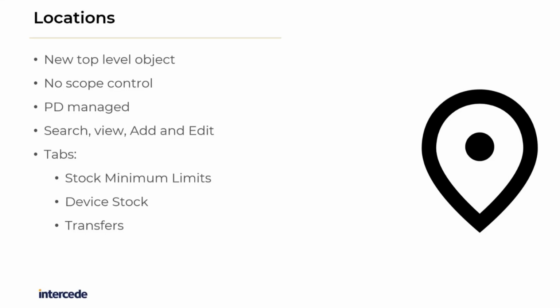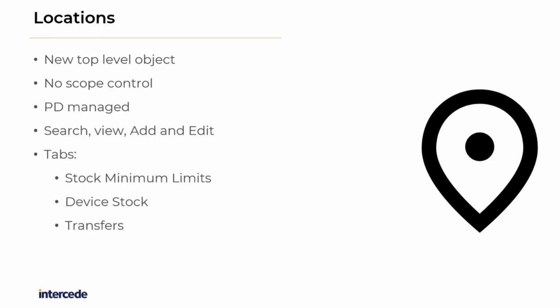There is the normal searching, viewing, adding and editing of locations, which follows the same pattern as everything else via operator clients. Again, all of this is configurable via Project Designer to meet the needs of your organization. And then on the location object itself, we have a number of additional tabs, which are controlled outside of Project Designer, but are permission controlled. So you can dictate exactly which operators can see which tabs.